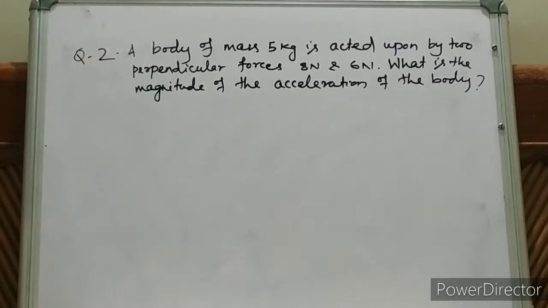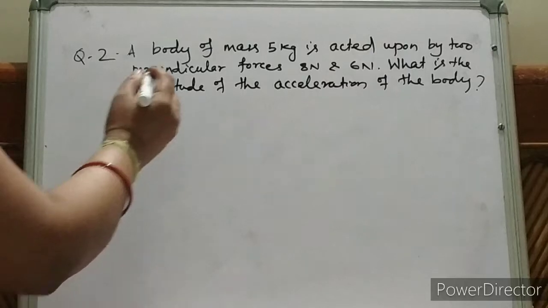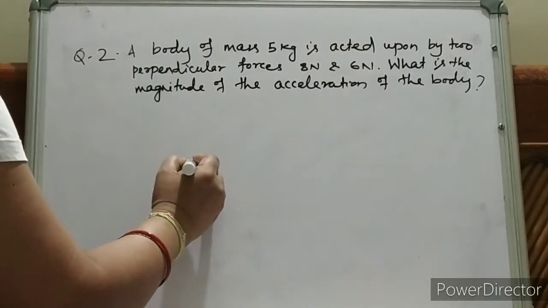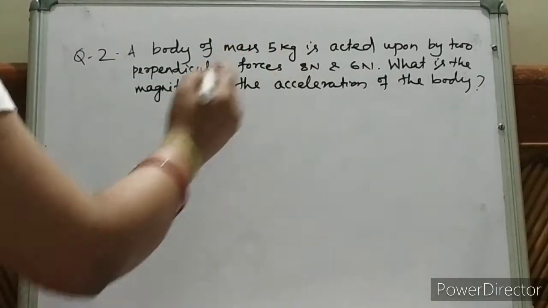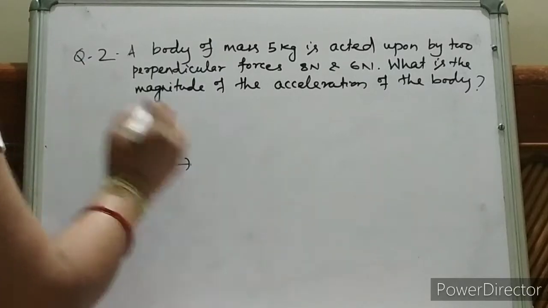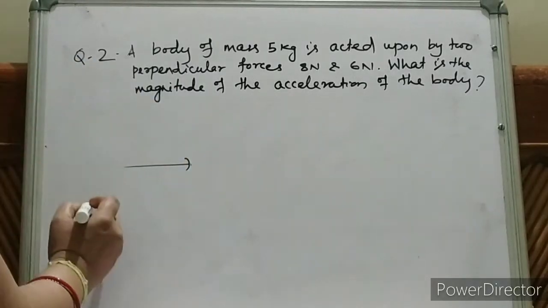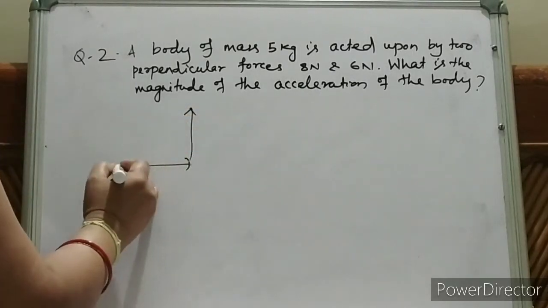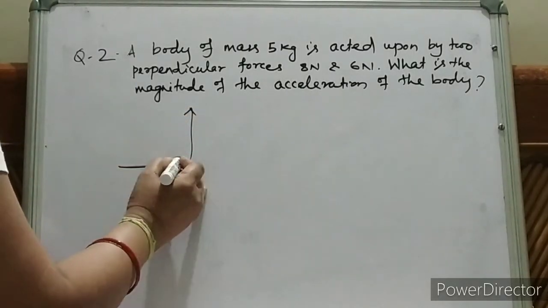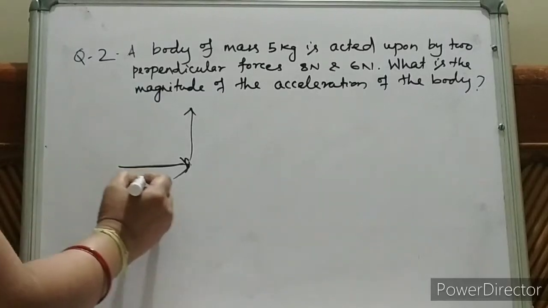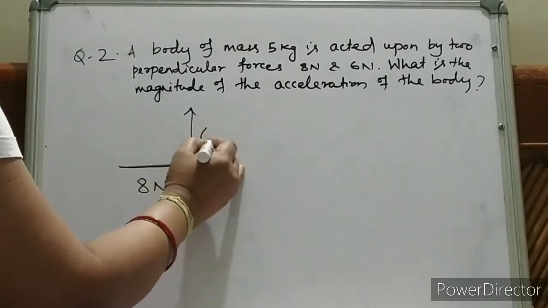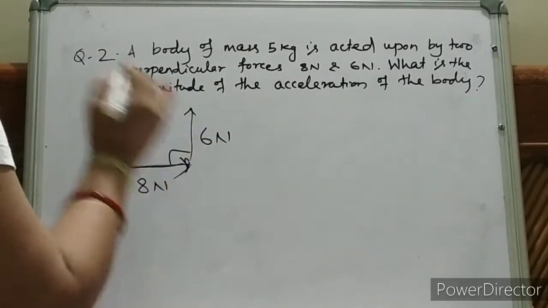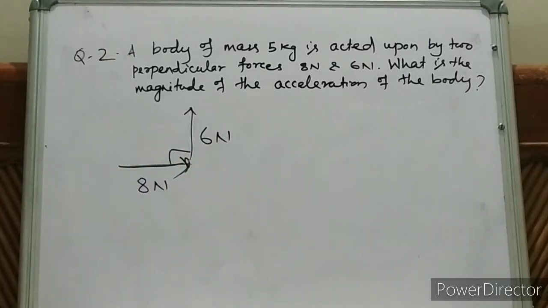What is given? Mass is given. Now, suppose a body is over here, 5 kg. Two perpendicular forces. You know force is a vector quantity. Already we have discussed that. So we will put force is a vector quantity. So 8 Newton and 6 Newton. It acts perpendicularly on the object. Tell me what will be the resultant force?